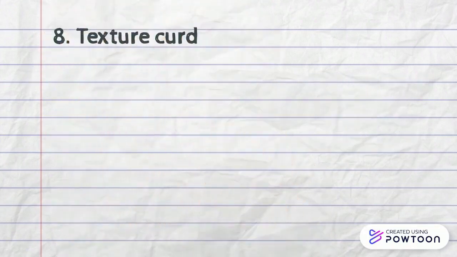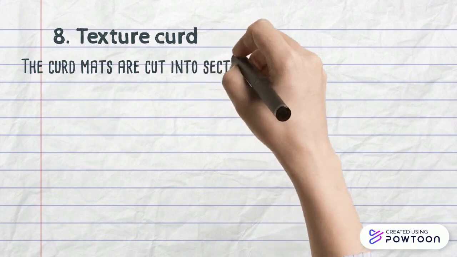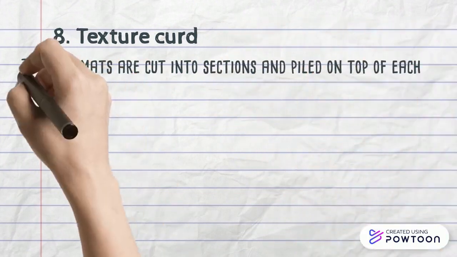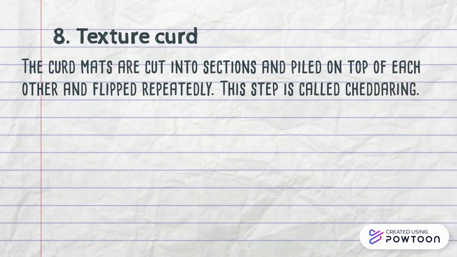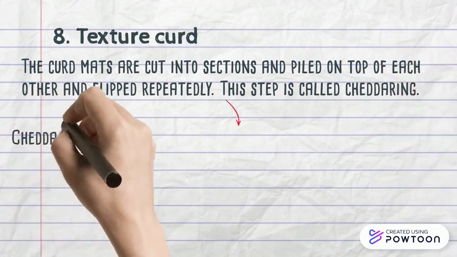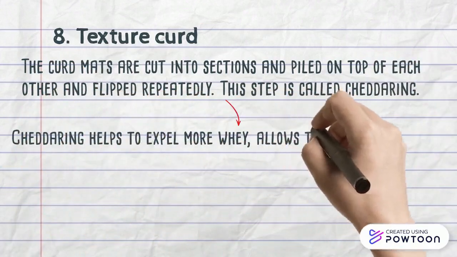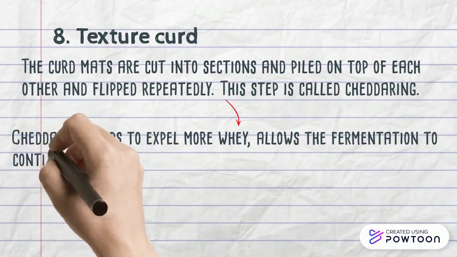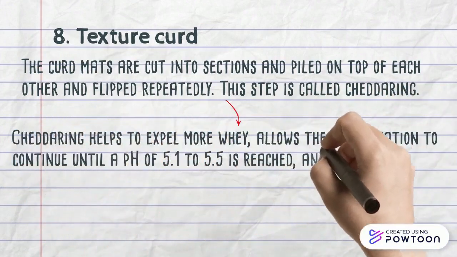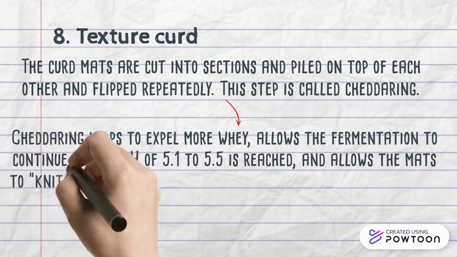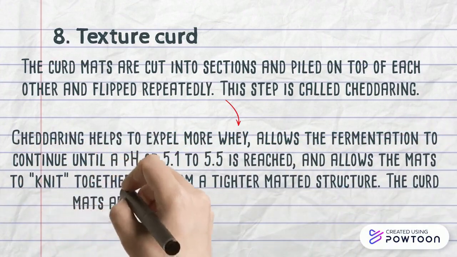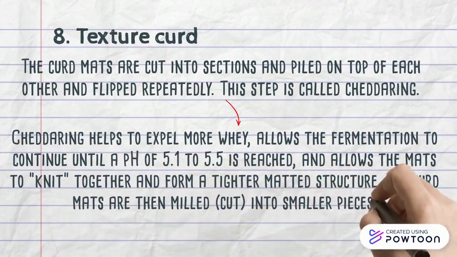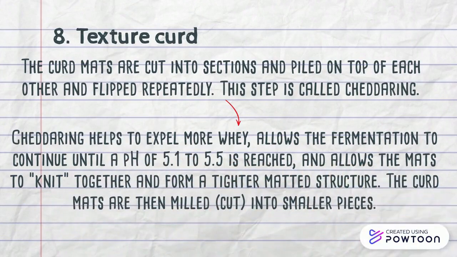Texture curd. The curd mats are cut into sections and piled on top of each other and flipped repeatedly. This step is called cheddaring. Cheddaring helps to expel more whey, allows the fermentation to continue until a pH of 5.1 to 5.5 is reached, and allows the mats to meld together and form a tighter mat structure. The curd mats are then milled into smaller pieces.